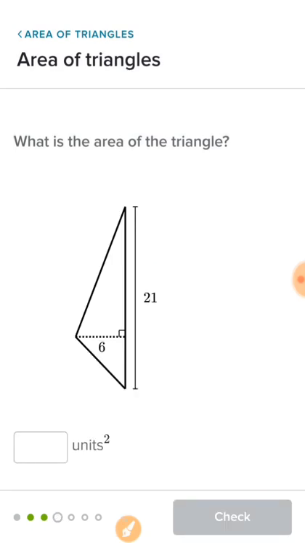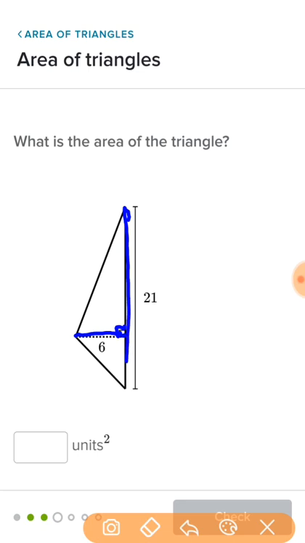So another one in the same vein. Here's my right angle. So these two lines will represent my base and my height. And so I now know that my height will be 6, even though it's turned, because it's coming from a vertex and going perpendicular to the base. The 6 is going to be my height, and 21 will be my base.